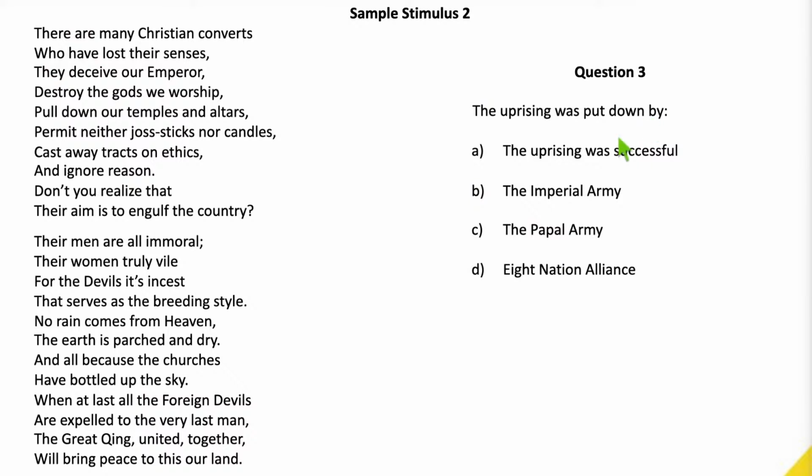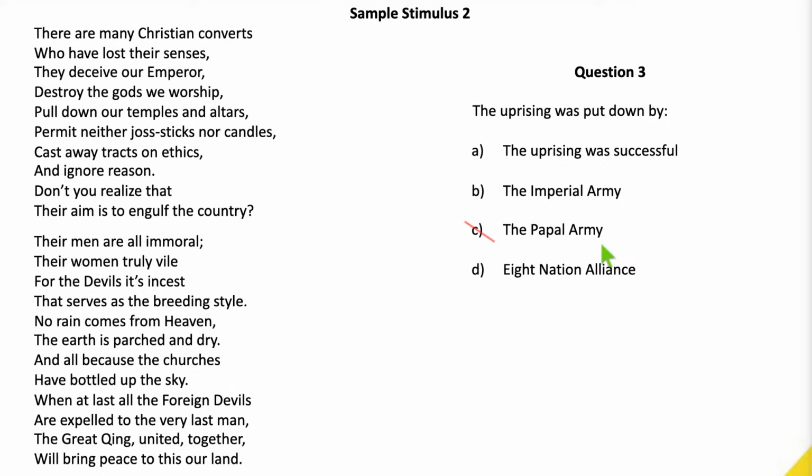Okay, let's take a look at this. The uprising was put down by, well, certain things that are not part of the answer. It wasn't the Papal Army, so let's get rid of that. Was it the Imperial Army? Was it that the uprising was successful? Was it the Eight Nation Alliance? So here, it's easy to eliminate one.